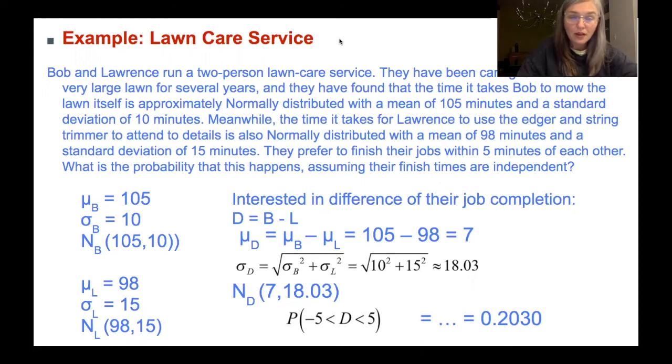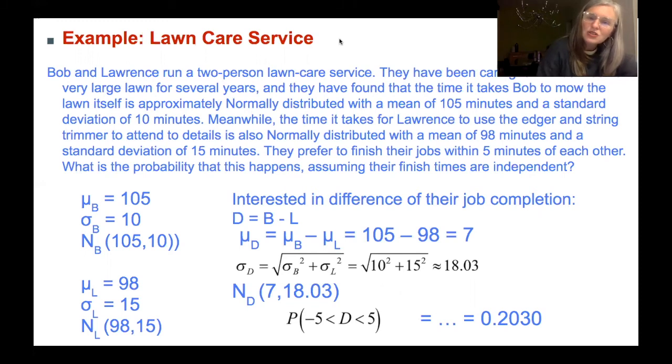Independent means that Bob's work has no impact on Lawrence, and Lawrence's work has no impact on Bob. Bob can do his whole job in the same amount of time, whether or not Lawrence is involved at all. Lawrence can do his job in the same time without Bob interfering at all. So Bob doesn't have to mow part of the yard before Lawrence can start, and Lawrence doesn't have to trim something before Bob can start. Does that make sense? Independent.